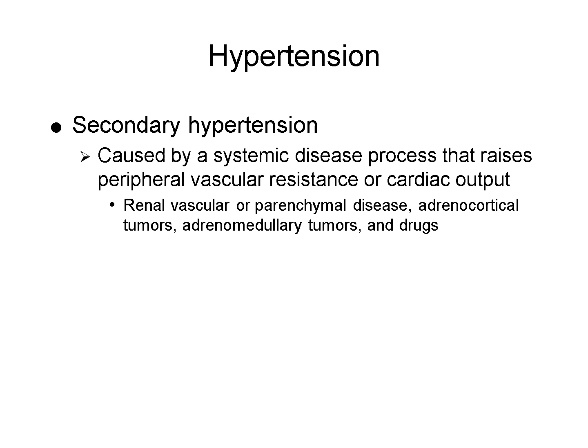Secondary hypertension is caused by an underlying disease process that raises vascular resistance or cardiac output. Examples include renal disease, adrenocortical tumors, adrenomedullary tumors, and certain drugs. Identifying and treating the underlying cause can sometimes reverse secondary hypertension.